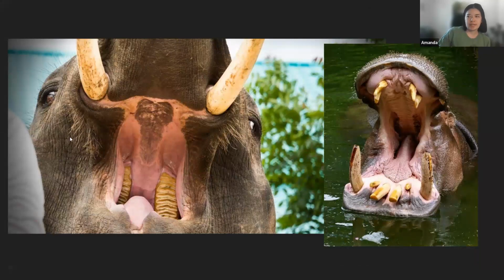Elephant incisors are actually their tusks. So elephants don't have incisors inside their mouth. Rather, they're these long tusks that grow outside. And then you have hippos, who have incisors on the bottom that again have this flattened surface that can act sort of as a cutting board.